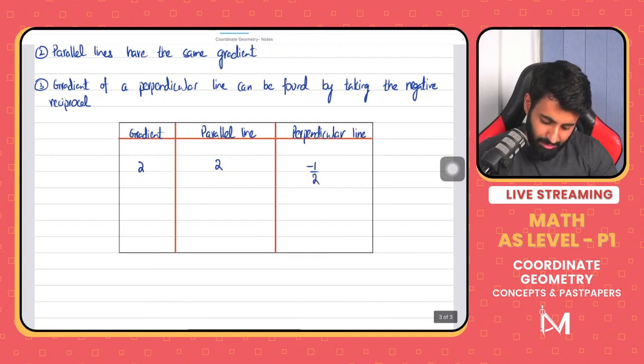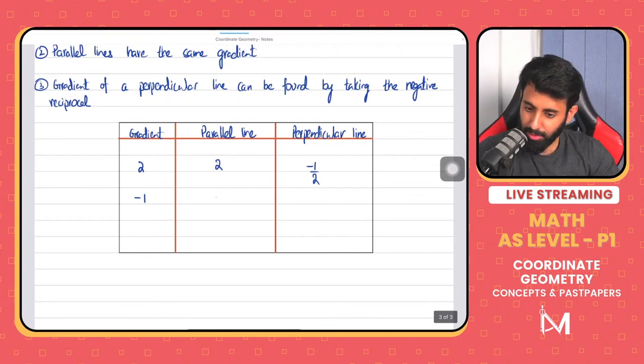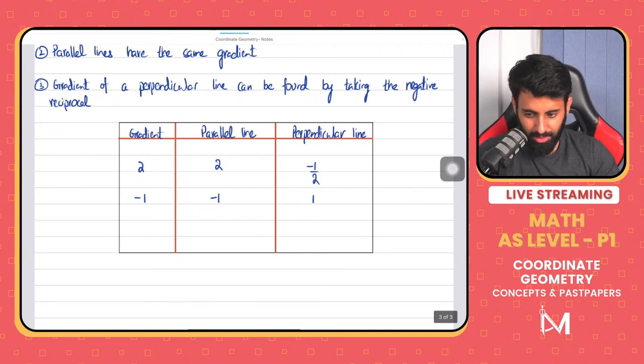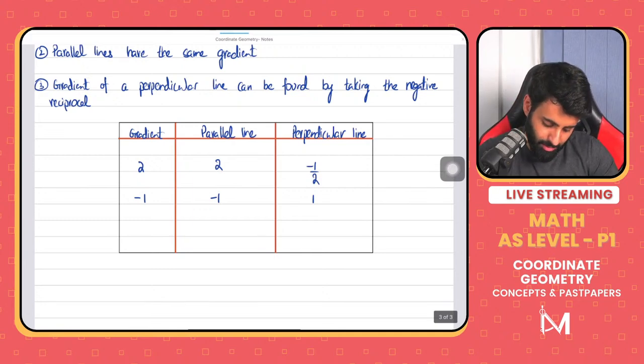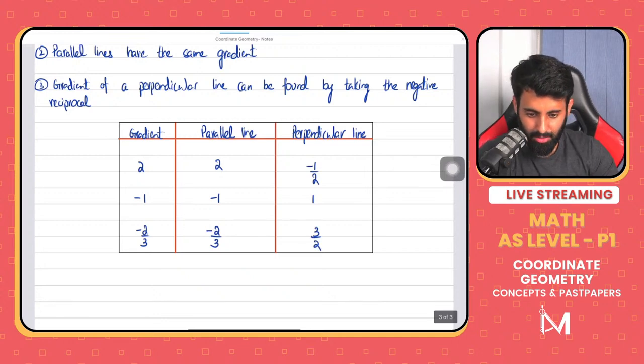If let's say you have a line which has gradient minus 1, the gradient of the line that's parallel to it will also be minus 1, but the gradient of the line that's perpendicular to it will be the negative reciprocal of minus 1, which is going to be 1. If you have a line which has gradient minus 2 upon 3, then the gradient of the line which is parallel to it will also be minus 2 upon 3, but the gradient of the line that is perpendicular to it will be 3 upon 2.